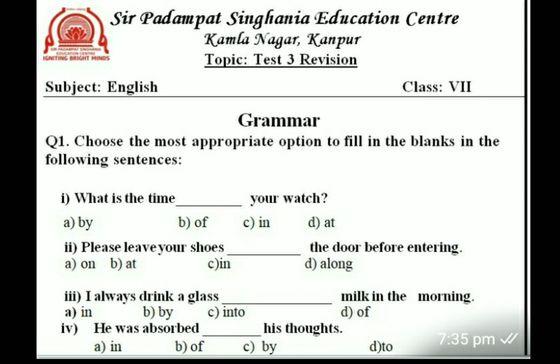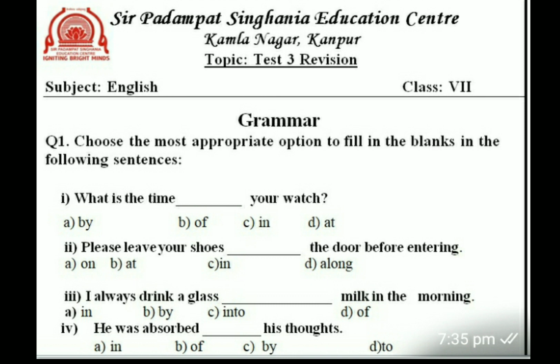Moving on to sentence number 3. I always drink a glass dash milk in the morning. The options given are in, by, into, and of. And the correct preposition here is of. And therefore the sentence is, I always drink a glass of milk in the morning.